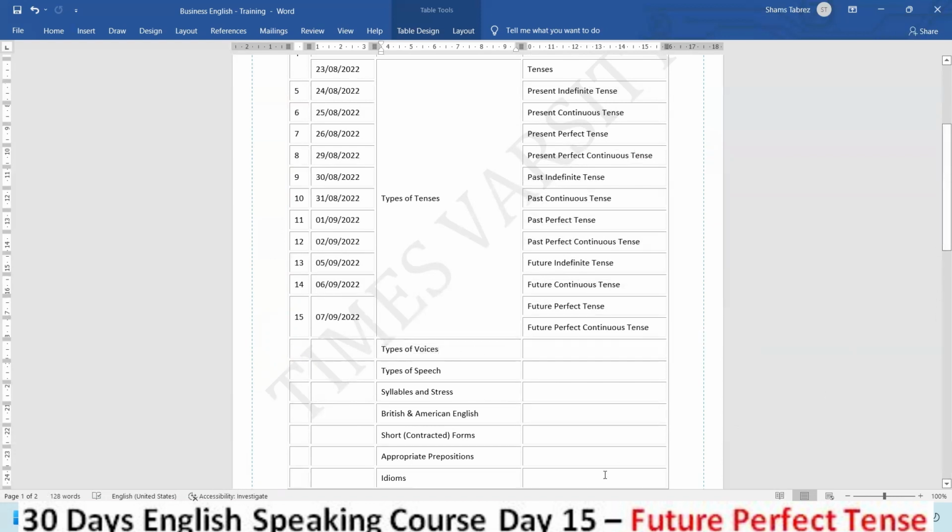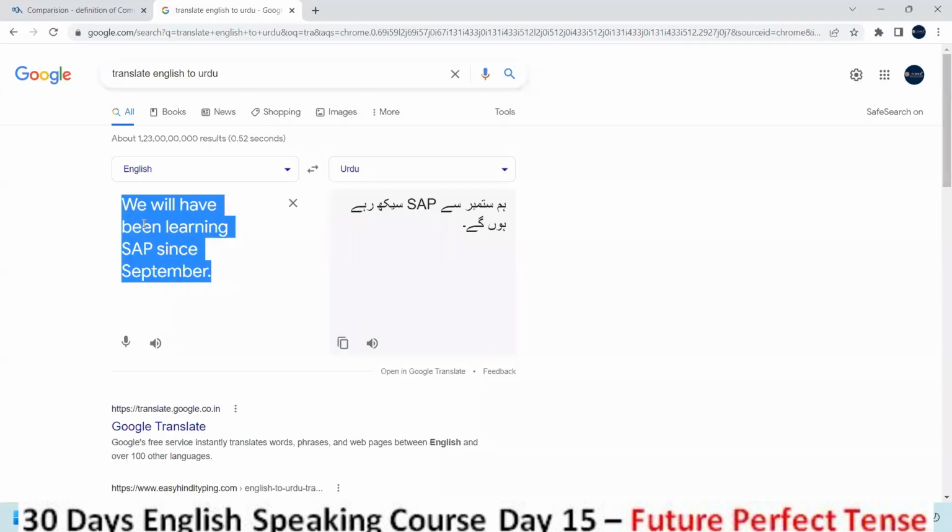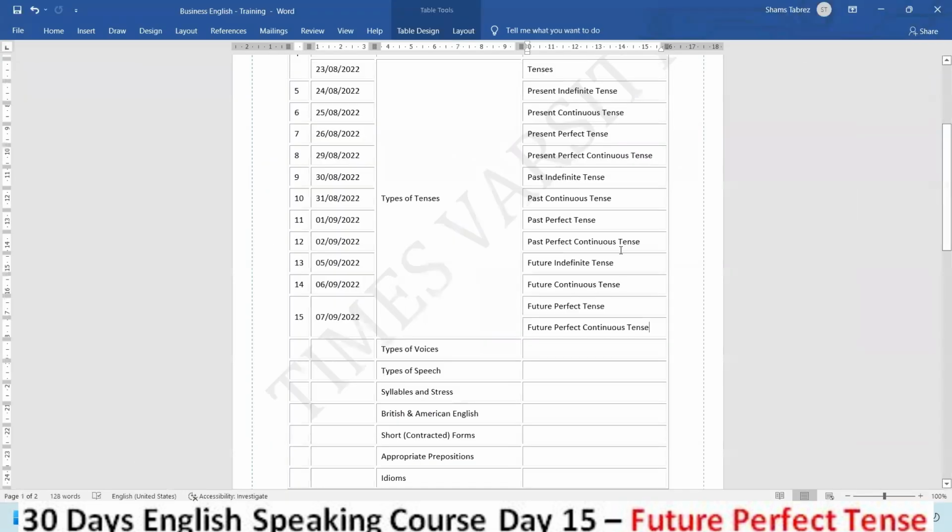Okay, so any question before we conclude today's session? As an assignment, you need to work on this future perfect continuous. Try to make some sentences, like I was trying to make here. We will have been learning SAP since September 24th, right? All right, this is how you need to see the translation differently in your native language.